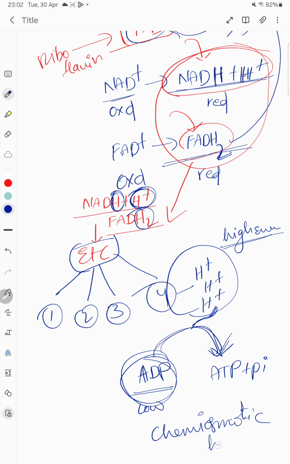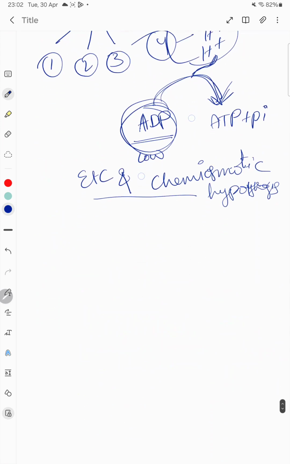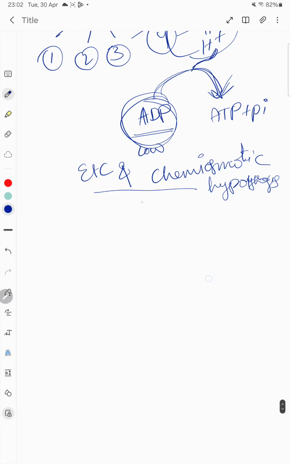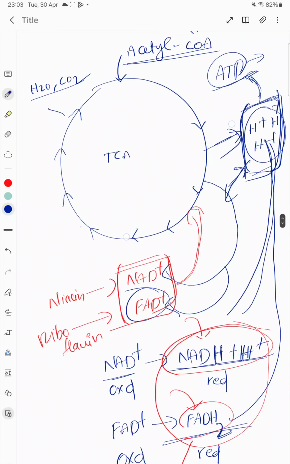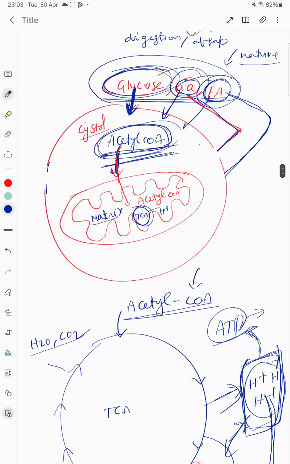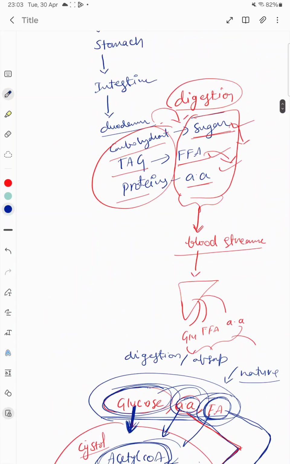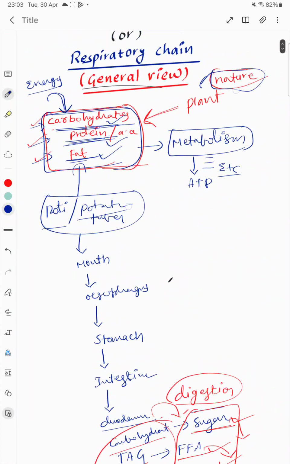The process of conversion of ADP into ATP is a separate topic called the chemiosmotic hypothesis that we will discuss in the next video. Okay, the electron transport chain and the chemiosmotic hypothesis, both these mechanisms work together and form ATP. Okay, this is a general view of the electron transport chain. You must watch this class from the first second to the last one. Only then can you go for the electron transport chain class.